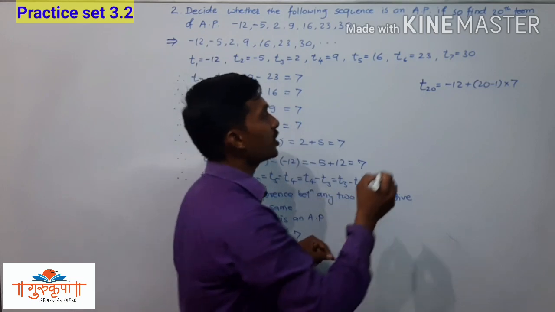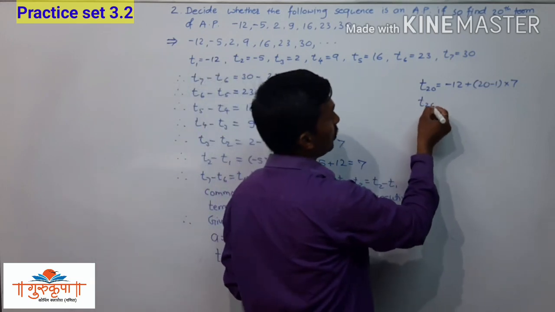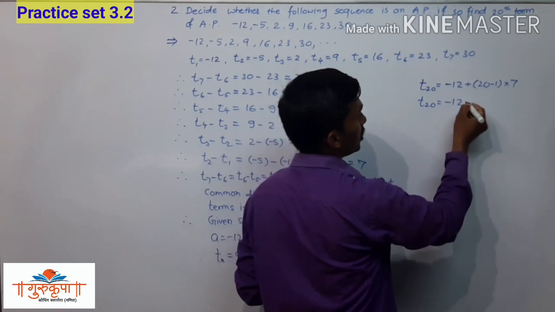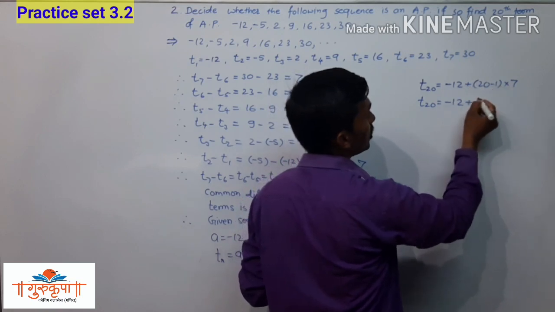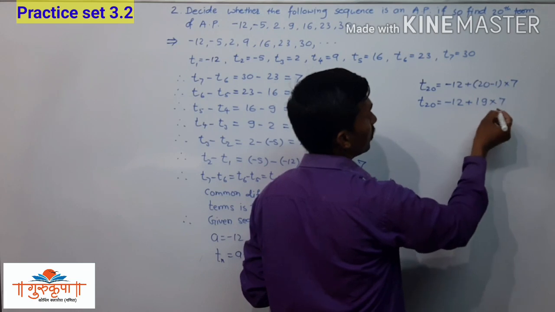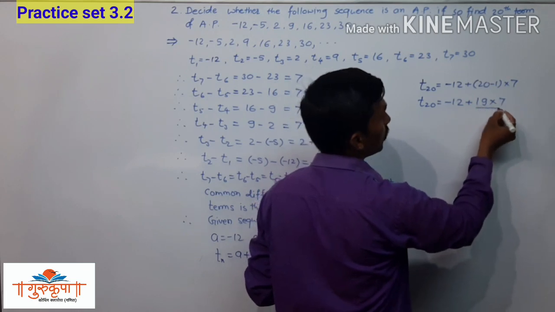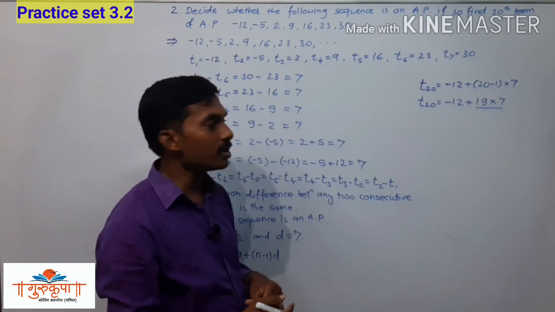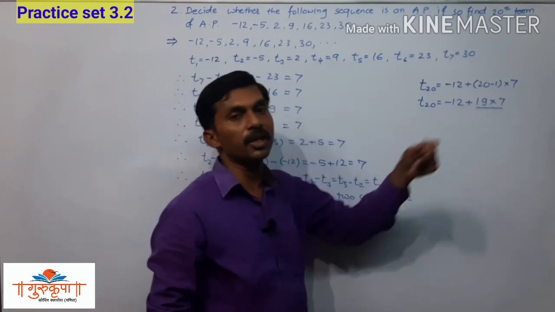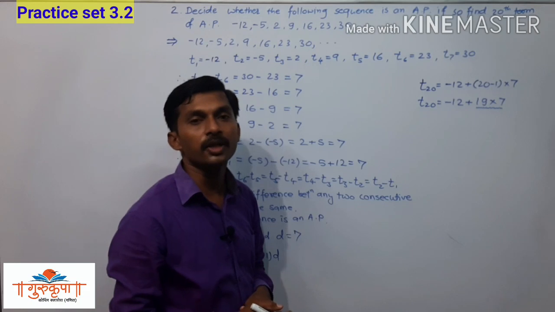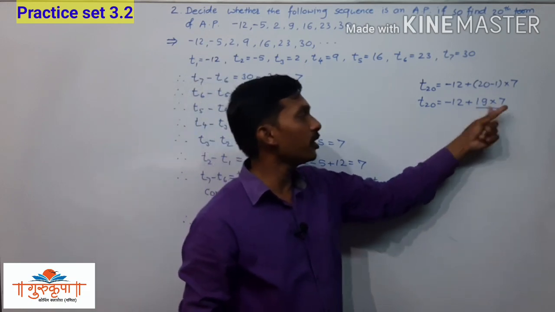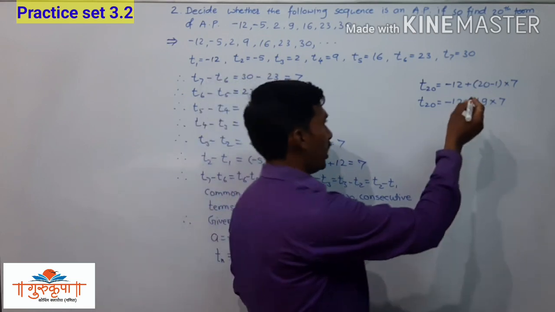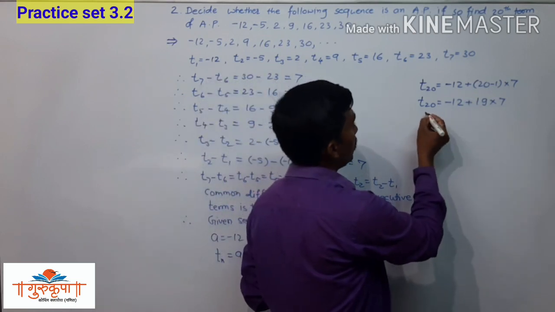Now simplify this. T20 is equal to minus 12 as it is, plus as it is, 20 minus 1 is 19, multiplied by 7. First of all, we have to take the product. According to the rules, we have to take the product before addition and subtraction. So we will take the product here, 19 multiplied by 7.